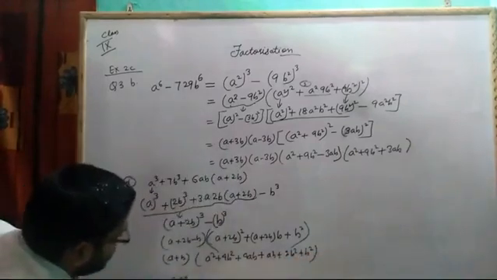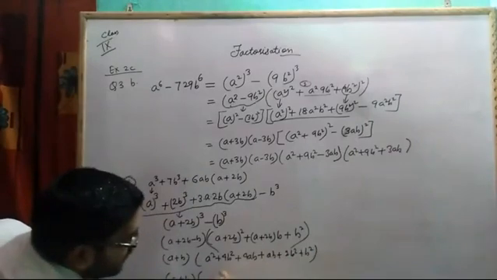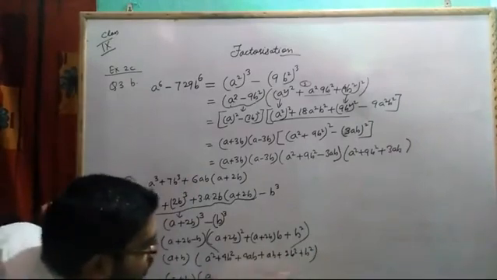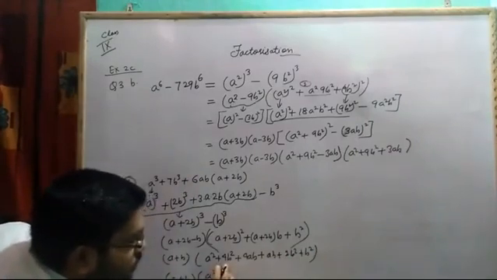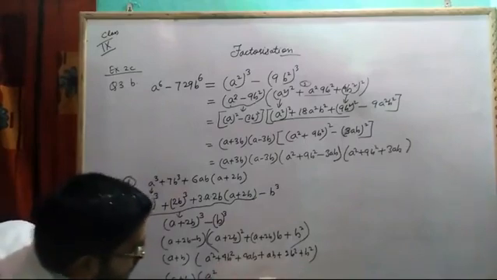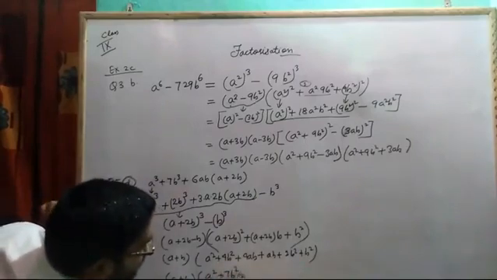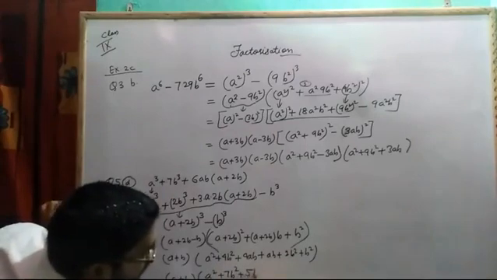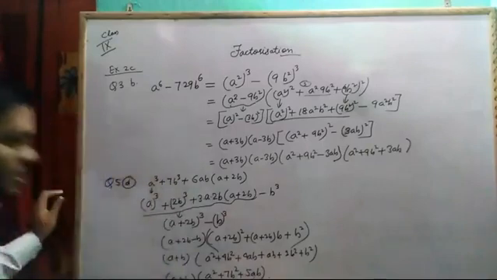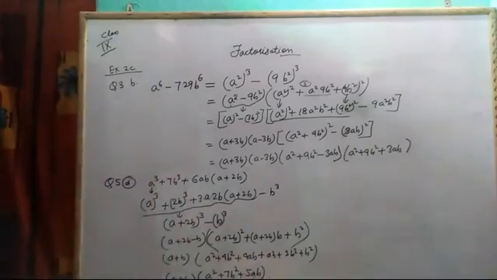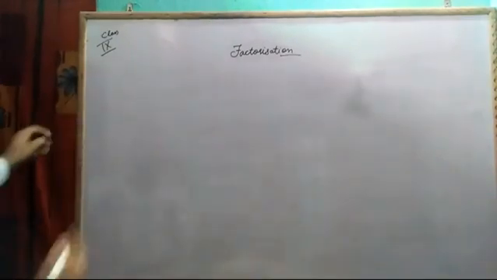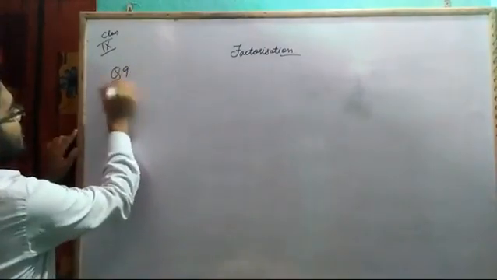Now a plus b, then we will be having a square, only a square, okay, 4b square, 4 plus 2, 6 plus 1, 7b square plus 5ab. So this will be our answer. Now we will be seeing question number 9. Question number 9 of the same exercise.